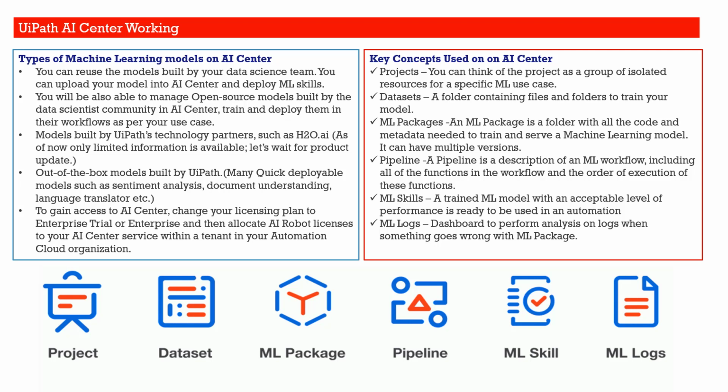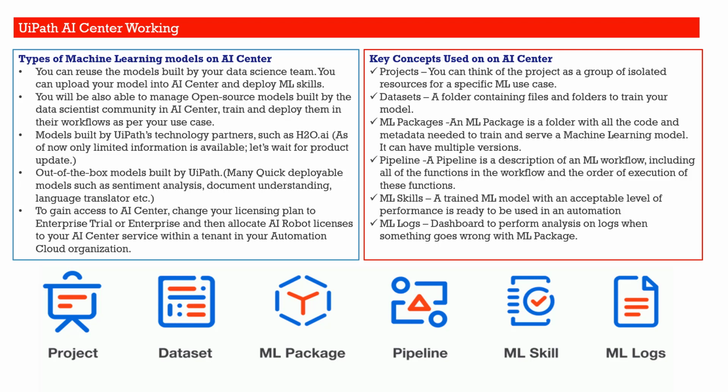So that's the concept of a project when you create an ML project inside AI Center. Then the second is dataset. A dataset again is a folder which contains files and folders to train your model. So in the previous slide, I showed you the example where you are sending data to the ML model for retraining purposes, right? That means you should be able to send the file in the form of a CSV to AI Center for training purposes. So all those files will be stored where? In the dataset folder.